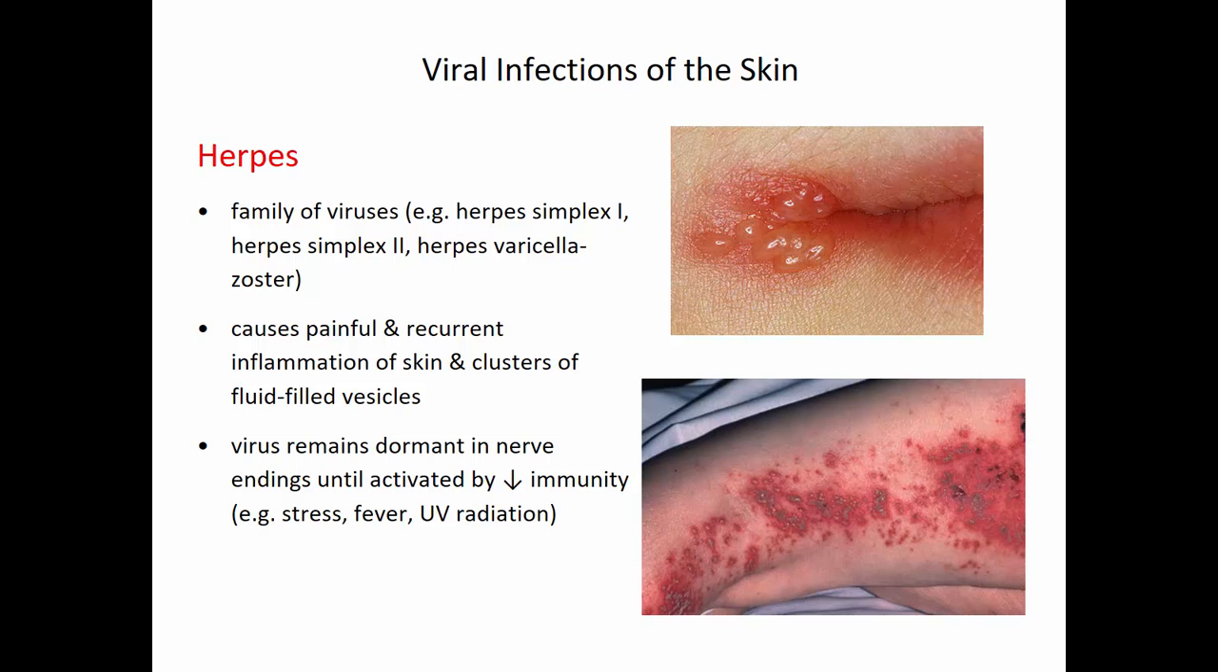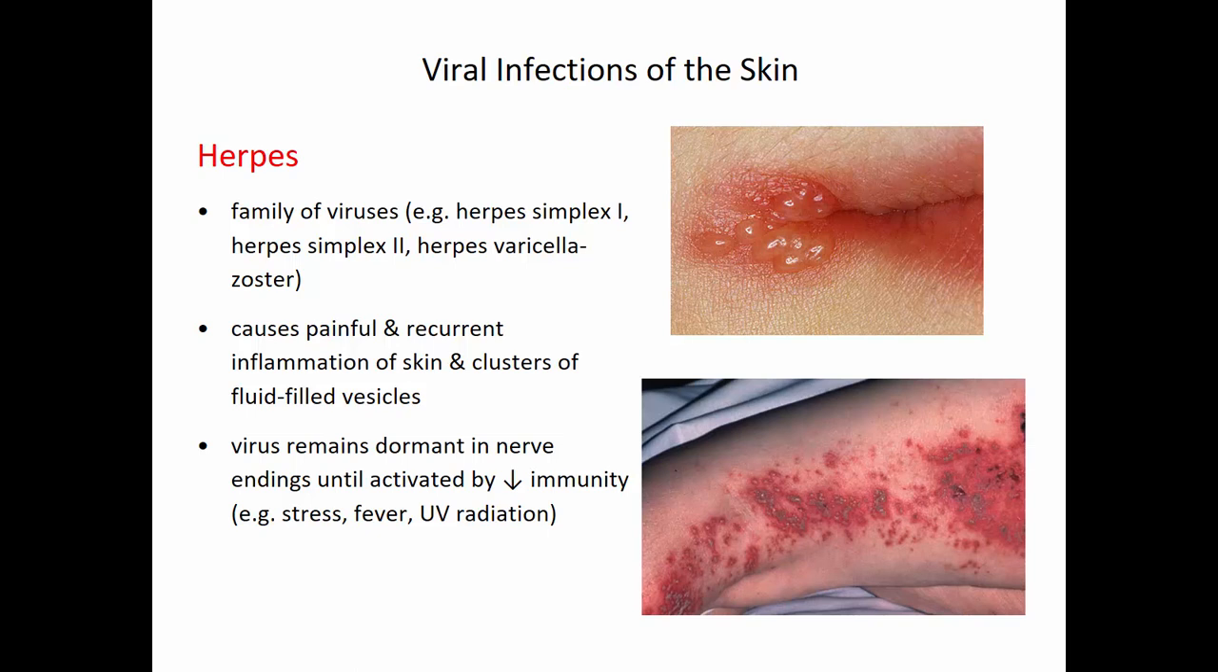And so it remains dormant in nerve endings, so it won't create any blisters unless it is activated, and then the blisters will return. And so this is why people have herpes outbreaks where they'll get cold sores and then they'll go away and then they'll come back again, and so on and so on. So things that can trigger the virus to become active are things like if we have a decrease in our immunity, so if we're stressed, if we get sick, sometimes exposure to sunlight, UV radiation will activate that virus and it will come out.